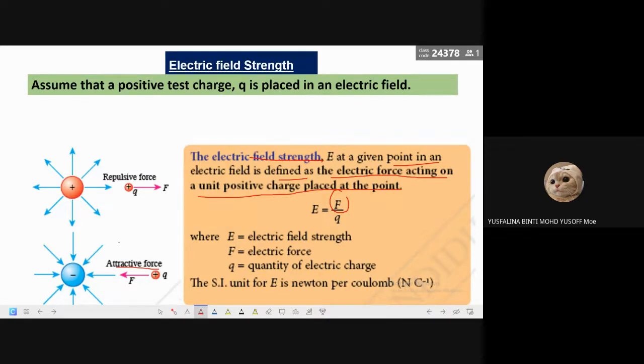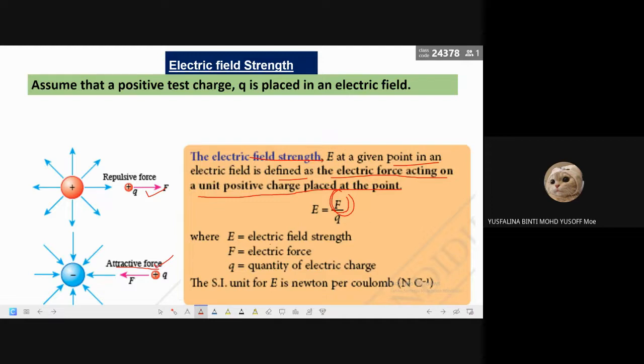All right, if you want to find the electric field strength here, you need to use only the positive charge. When the positive charge comes near the negative charge, it will attract. So what is the force of attraction that attracts the positive charge closer to the negative charge? The electric field strength here is the same, E equals F over Q. The F here is either the repulsive force or the attractive force.